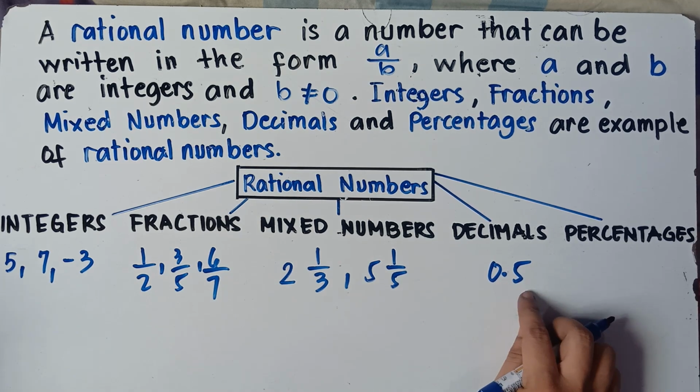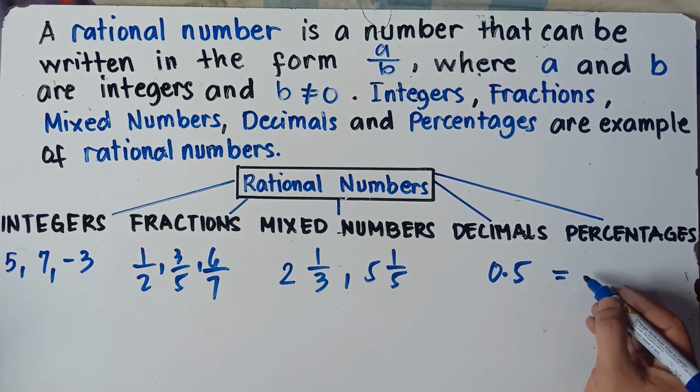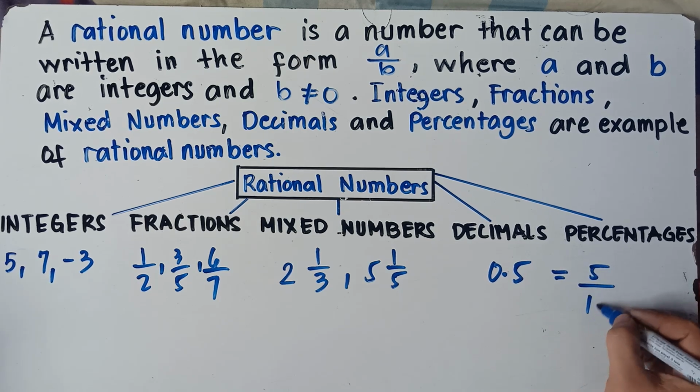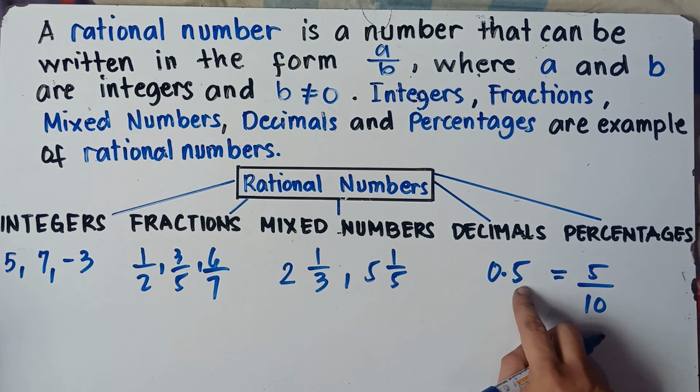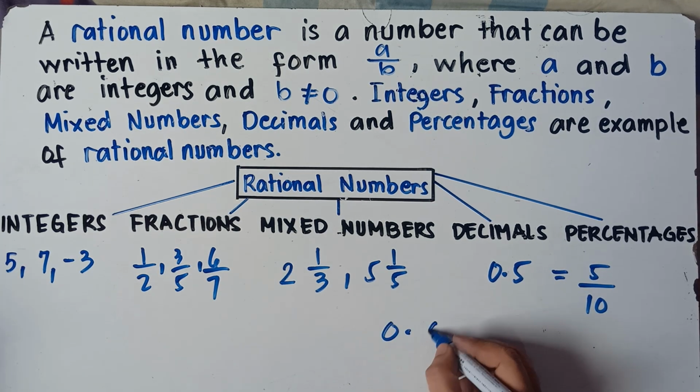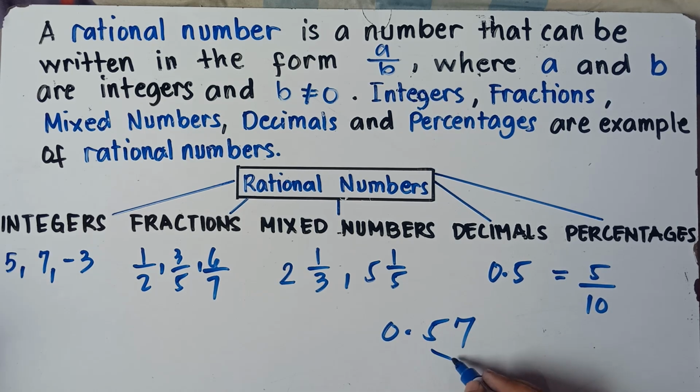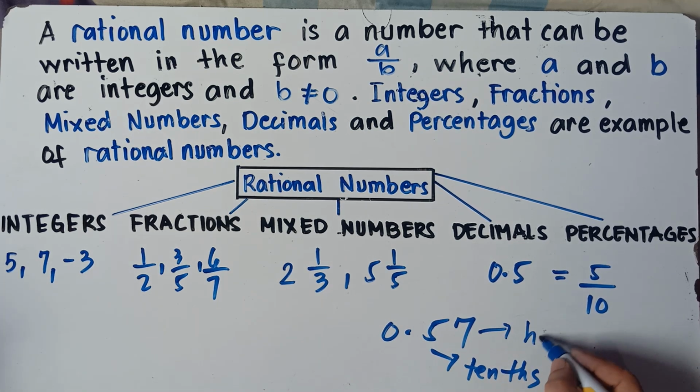The 0.5, we can convert this one into 5 over 10. Once again, copy 5. Then the place value for decimal, you start at tenths. Example, 0.57. This 5 will be tenths with "th" in place value for decimals. And the 7 will be hundredths. And the next number will be thousandths with "th".